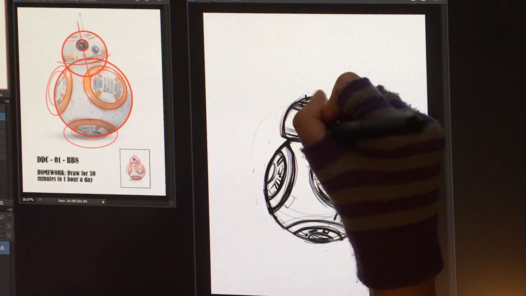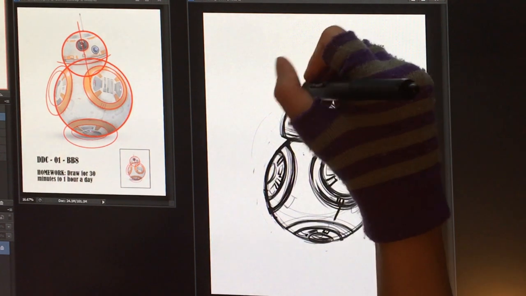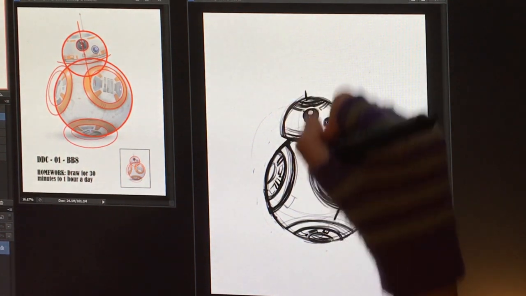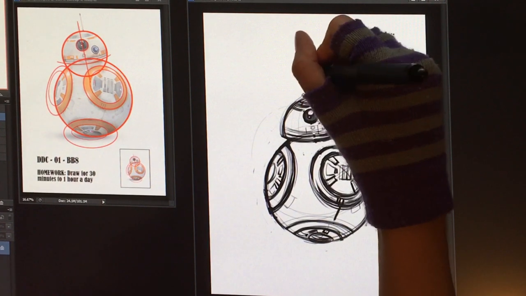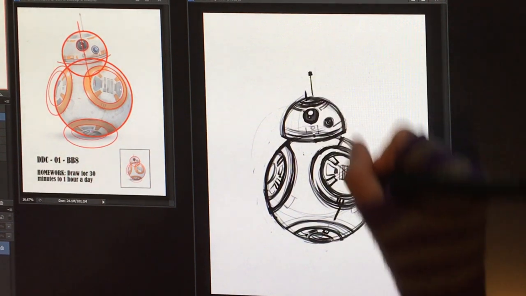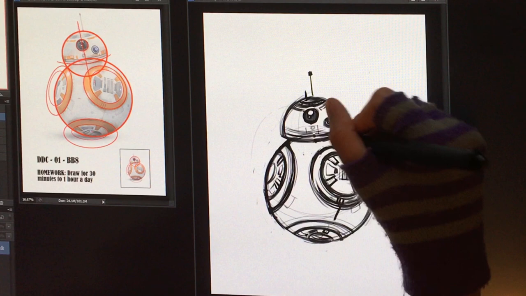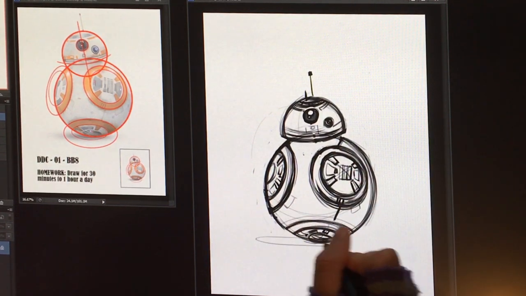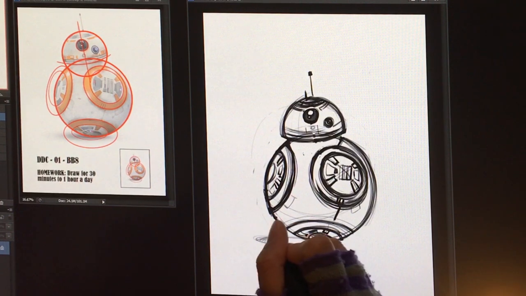He has a little circle thing here, I didn't notice that. Oh, let's not forget his antennae. This antenna pretty much goes through that first line that we drew. This one's just a little bit to the side. Okay. Why don't we add a shadow? Looks like he has a little bit of a shadow right here.